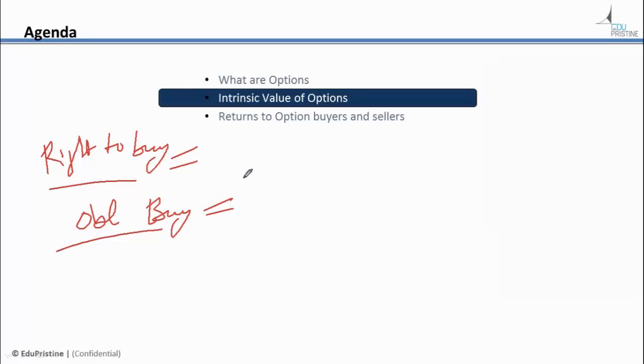The second example is buying a put option and selling a call option. Buying a put option is the right to sell. Okay, that is buying a put option. What is selling a call?